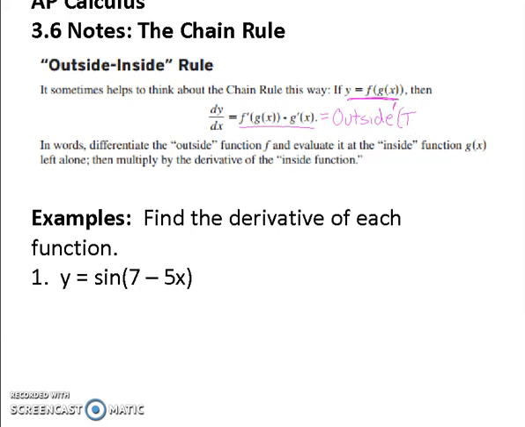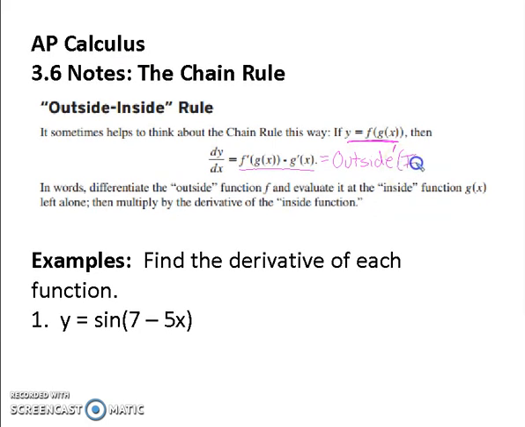Now, this is not a multiplication problem. This would still be the inside composition. So you'll see more of what I'm talking about in a minute. And then we multiply by the derivative of the inside.